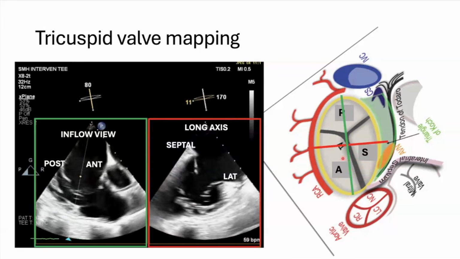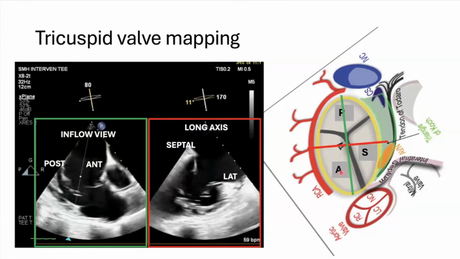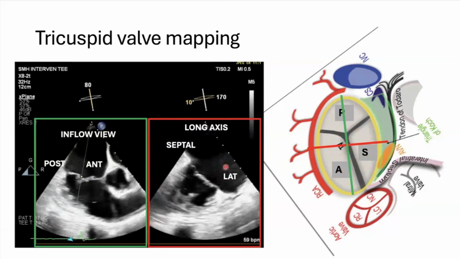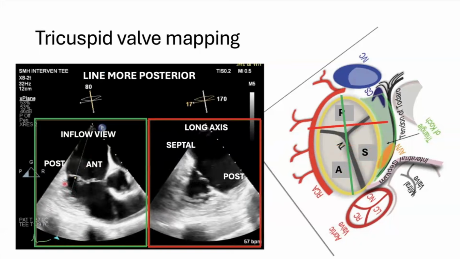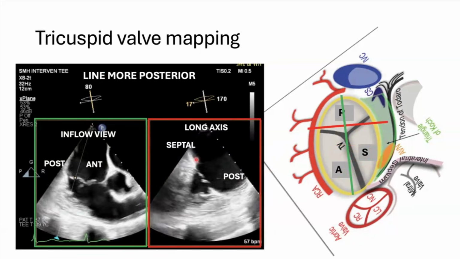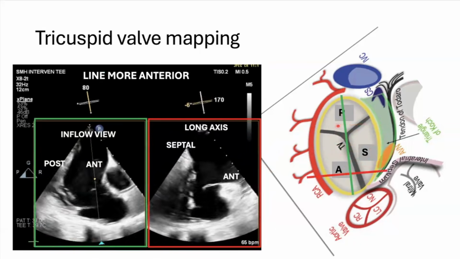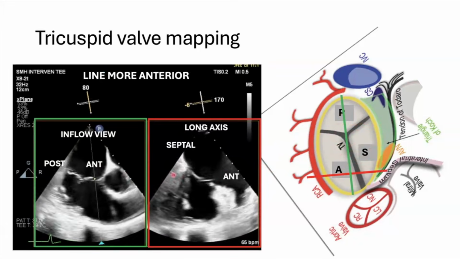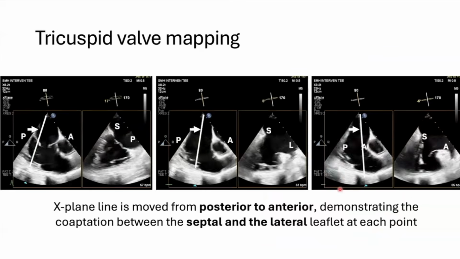And then the orthogonal image will display a 90-degree image, which will show coaptation of the leaflets, so anterior and septal or posterior and septal, depending on where you're cutting with this X-plane image. So this is an example where the line is more posterior, away from the aorta, and this is showing coaptation between the septal and the posterior leaflet, and this is kind of where our lines would be on the cartoon. If we move that X-plane image more anterior, as shown here, this shows the coaptation between the septal and the anterior leaflet, and this is kind of where our planes would be in the cartoon.